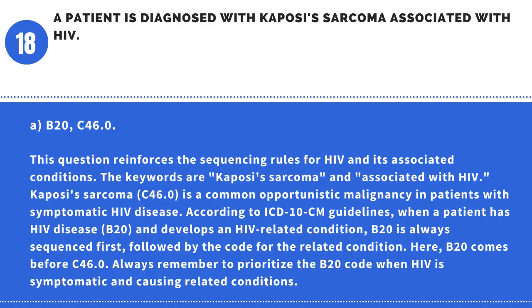The keywords are Kaposi's sarcoma and associated with HIV. Kaposi's sarcoma, C46.0, is a common opportunistic malignancy in patients with symptomatic HIV disease. According to ICD-10-CM guidelines, when a patient has HIV disease, B20, and develops an HIV-related condition, B20 is always sequenced first, followed by the code for the related condition. Here, B20 comes before C46.0. Always remember to prioritize the B20 code when HIV is symptomatic and causing related conditions.